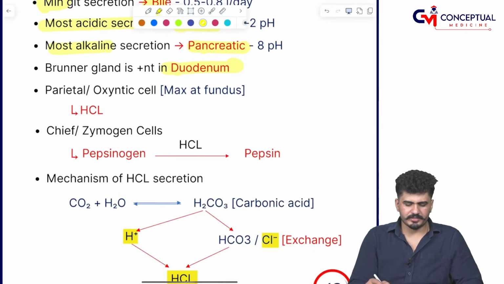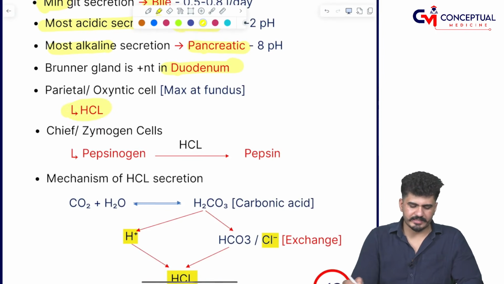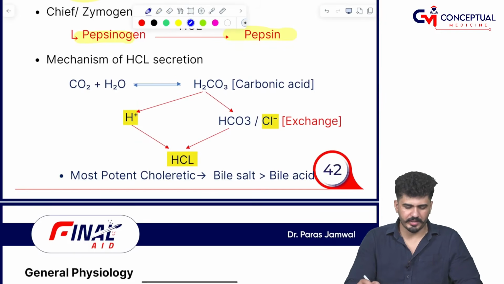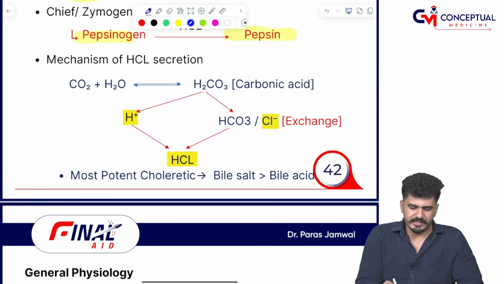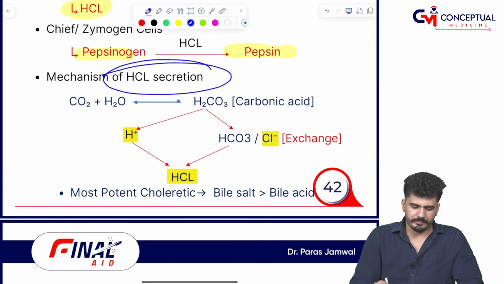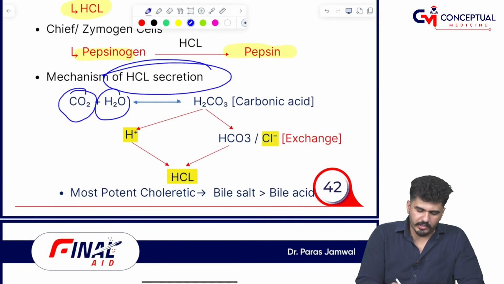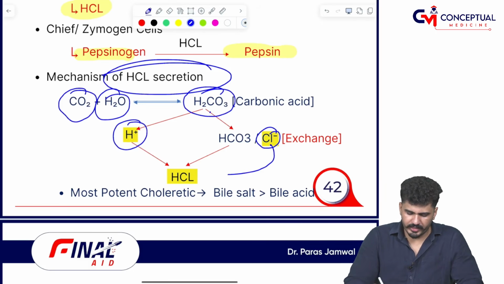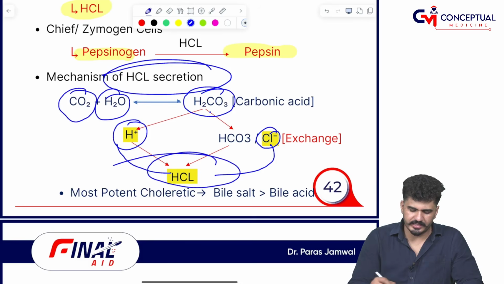Now, parietal or oxyntic cells produce HCl. HCl will convert pepsinogen into pepsin, which helps in fat breaking. Now, the mechanism of HCl secretion is also very important. कार्बन डाइऑक्साइड और पानी को mix कर दो तो carbonic acid बनता है. Now, from this carbonic acid, 1 H will be here, the rest of the carbonic acid will be replaced by chloride. So, here chloride is coming, here H is coming, so HCl is made.